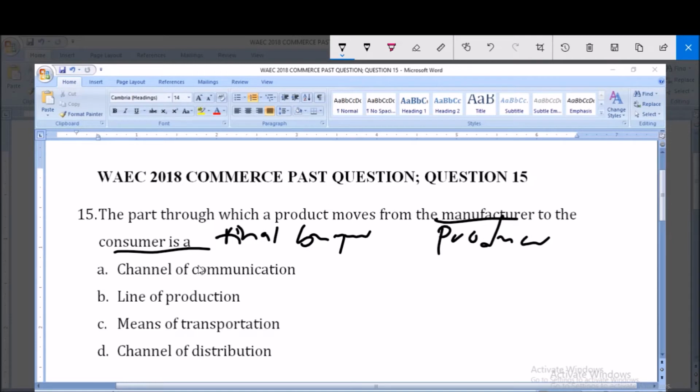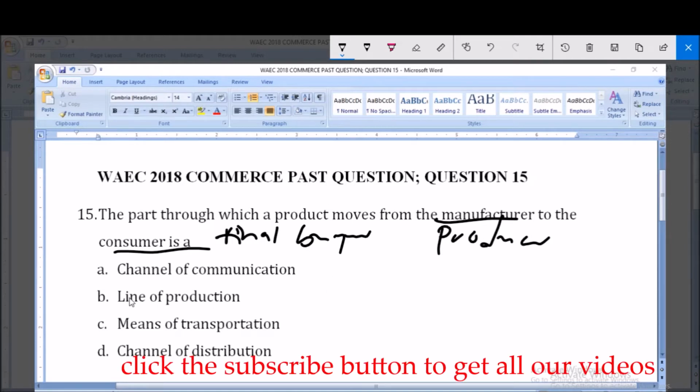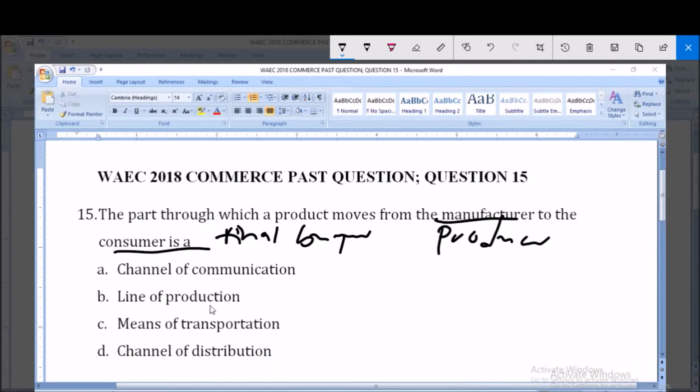A, channel of communication. B, line of production. C, means of transportation. D, channel of distribution. The correct option here is option D, channel of distribution.